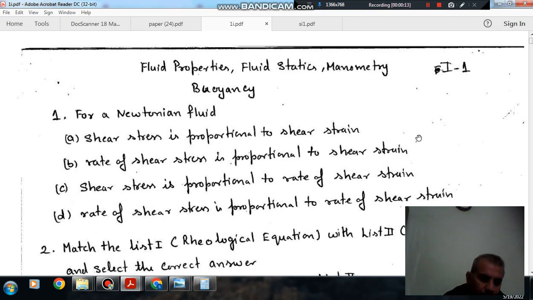Question number one: for a Newtonian fluid, option A, shear stress is proportional to shear strain. Option B, rate of shear stress is proportional to shear strain. Option C, shear stress is proportional to rate of shear strain. Option D, rate of shear stress is proportional to rate of shear strain.